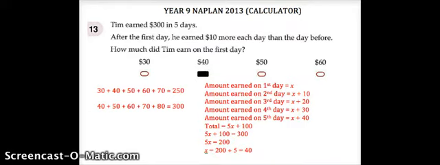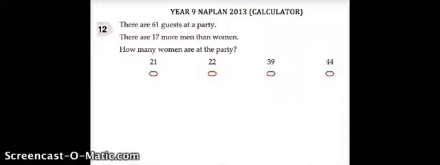We're going to go back to question 12 because it appears that I've missed that one out. Okay, to question 12. There are 61 guests at a party and there are 17 more men than women. How many women are at the party? Now you can pause the video and attempt the question.